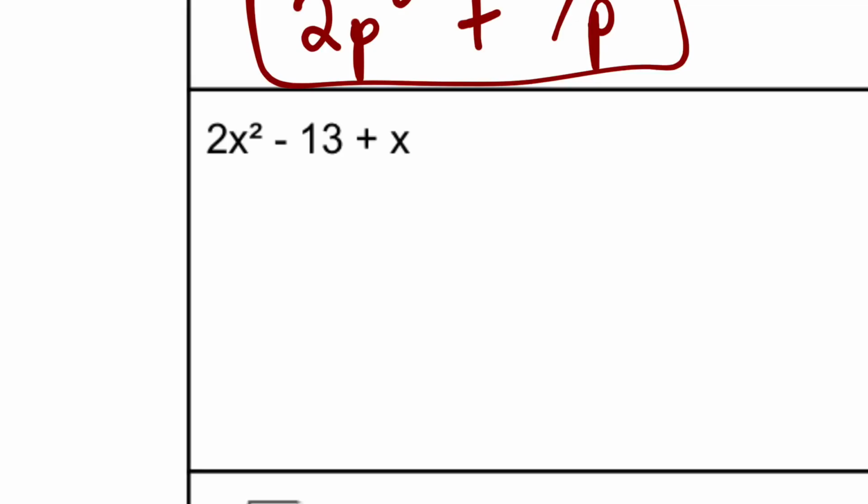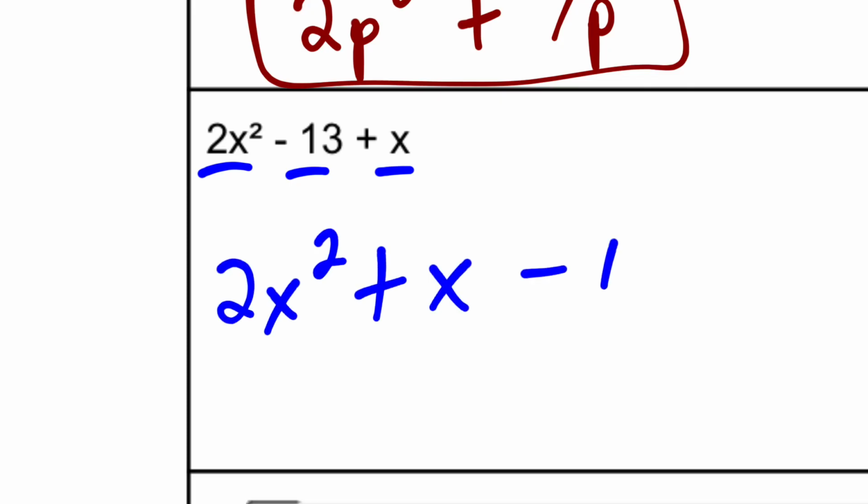Bit of a trick question here. There's an x squared, a constant, and an x. These are all three different terms. So there's nothing we can do. If you wanted to, you could rewrite it in this order, but that's it.